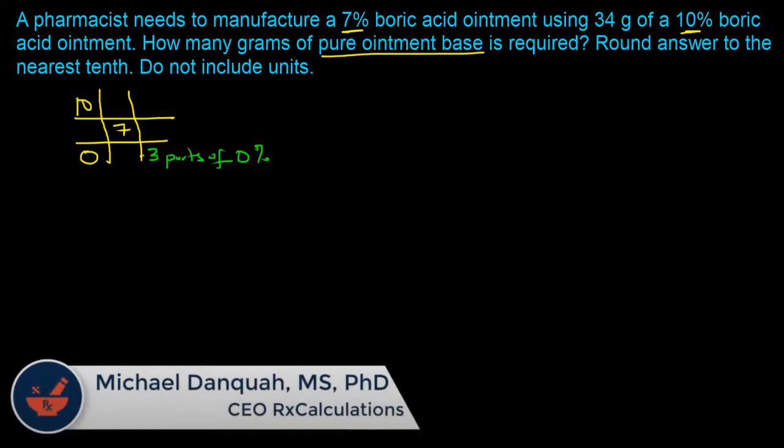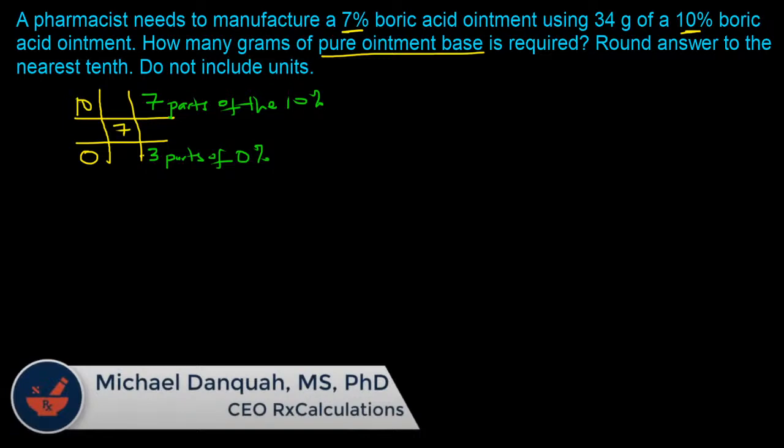And then we do a similar thing. We take the desired concentration, which is 7, and subtract the lower concentration, which is 0. So 7 minus 0 is 7, and that goes to the top right. Now this 7 indicates the parts of the 10% ointment. Assuming you are making a cake, you have flour and sugar, 1 part flour, 1 part sugar. Similar analogy here. We have 7 parts of the 10% ointment and then 3 parts of the pure ointment.